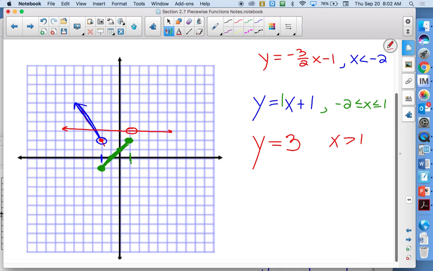Greater than means you want x values that are bigger than 1. X values that are bigger than 1 move to the right because that's where your graph is positive. And then the rest of it, we have to erase. So you're erasing everything else.